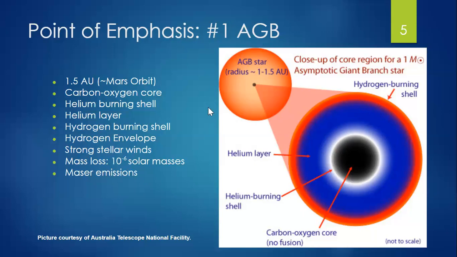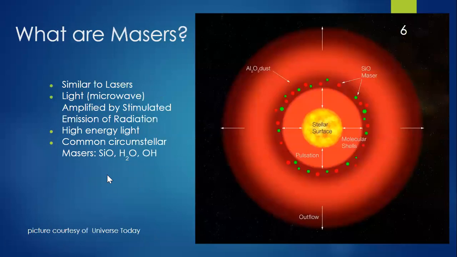Now, these stars have very strong stellar winds. They pulsate, which contributes to mass loss as well as the strong stellar winds. And these stars lose on average 10^-6 solar masses over their lifetime. That's the average. The mass loss rate has been known to increase over time, but on average it's 10^-6 solar masses. And a good point of emphasis is the maser emissions, which we talked about earlier on the first slide. Now, what are masers?